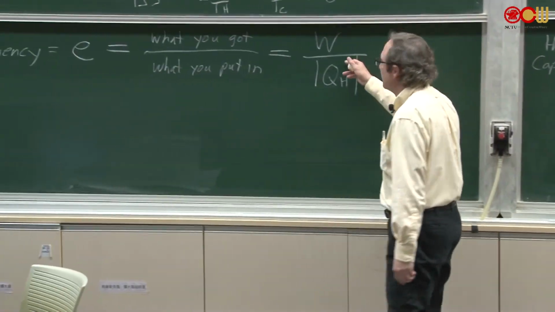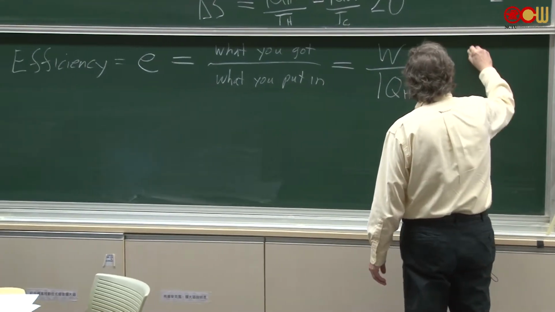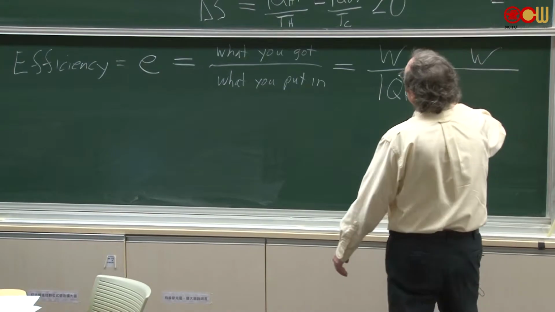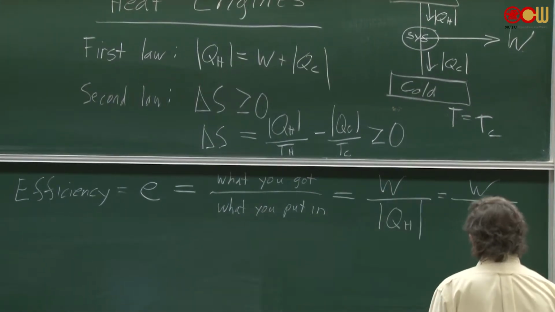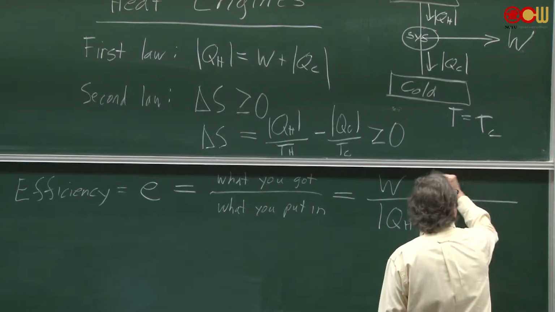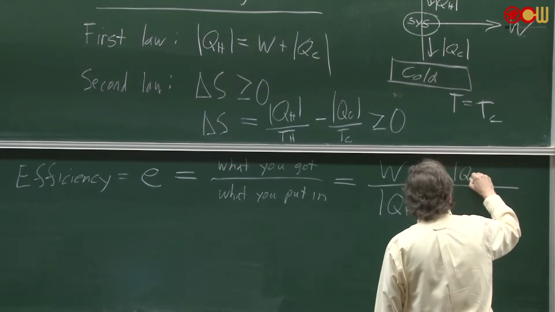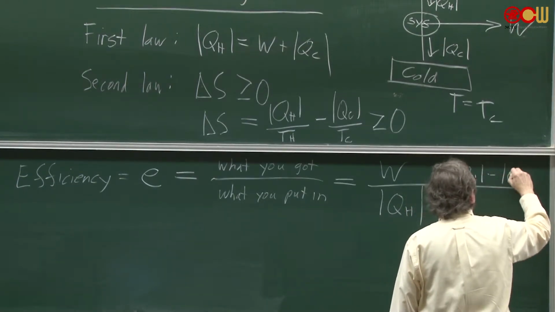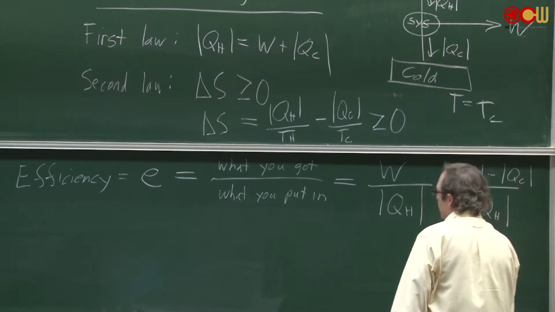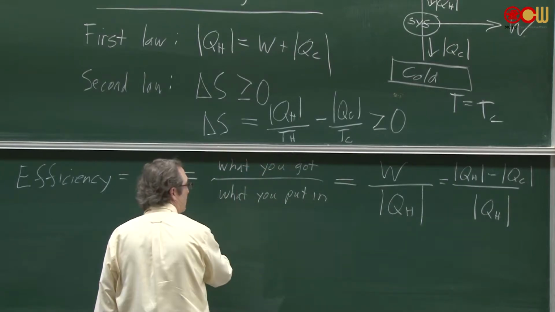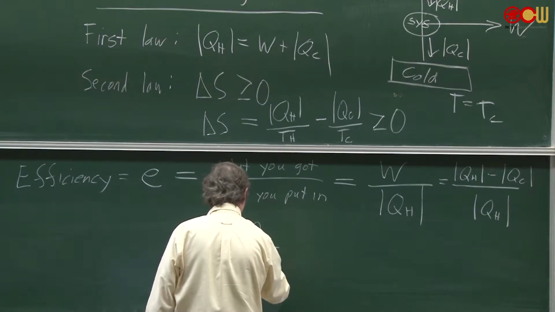Okay, wherever. Costs money. All right, so let's put this in. This is W. And then we have QH. Now let's replace W by what it equals. Over there it equals QH minus QC divided by QH. All right. So that's equal to 1 minus QC over QH.